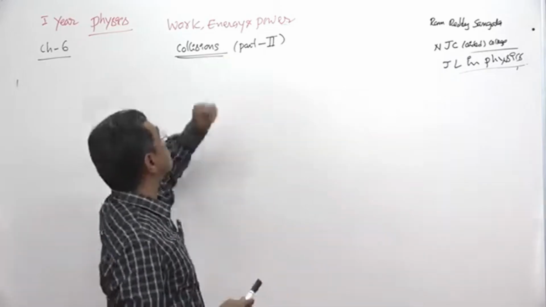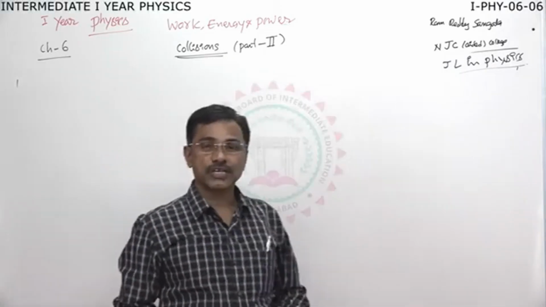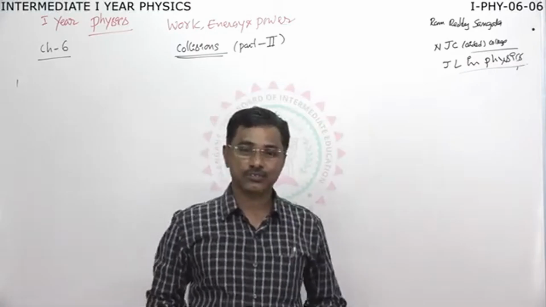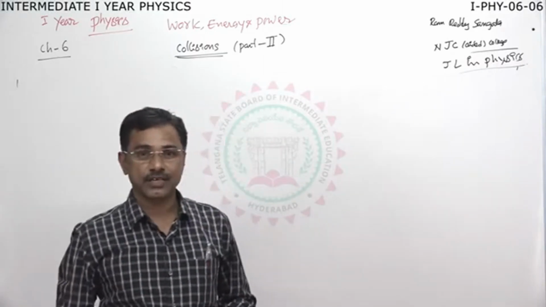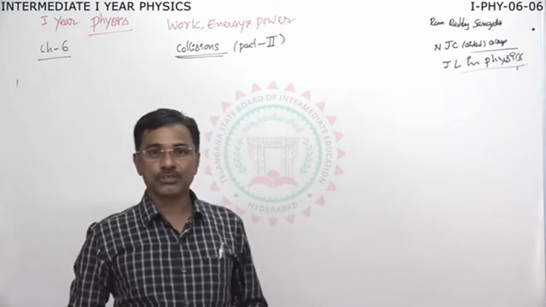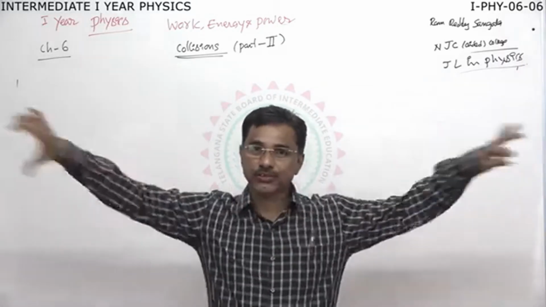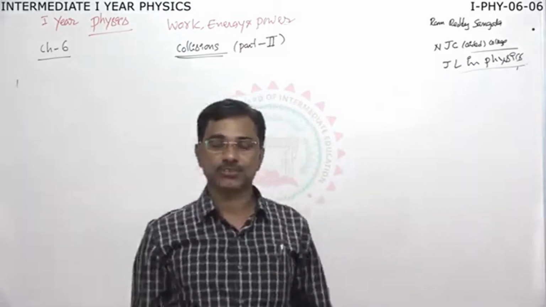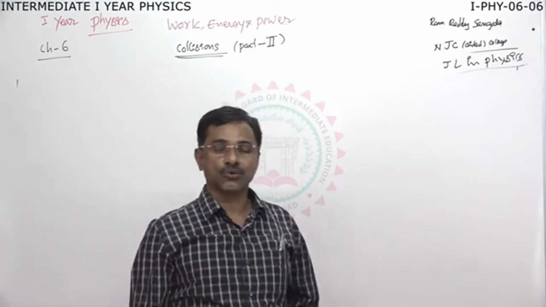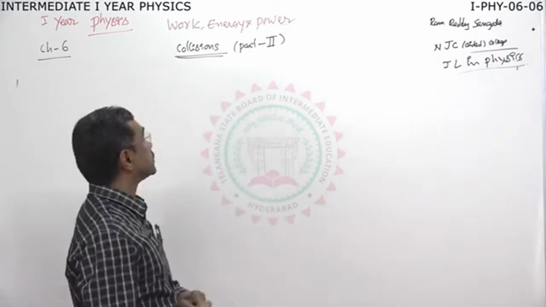As part of this chapter, collisions, as we already discussed in the previous class, what is one-dimensional elastic collision, and then we proved in one-dimensional elastic collision, the relative velocity of approach is equal to relative velocity of separation. This is one of the important questions. Hope you learned it thoroughly. Now, here is a part of it.